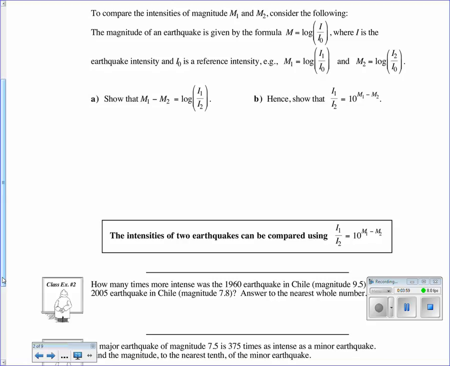And we're comparing earthquakes all the time. We actually want to see why we can do that subtracting in the way we've been operating. So let's check that out. I'm going to sub in for M1 and M2 and then see if I can make that statement equal.